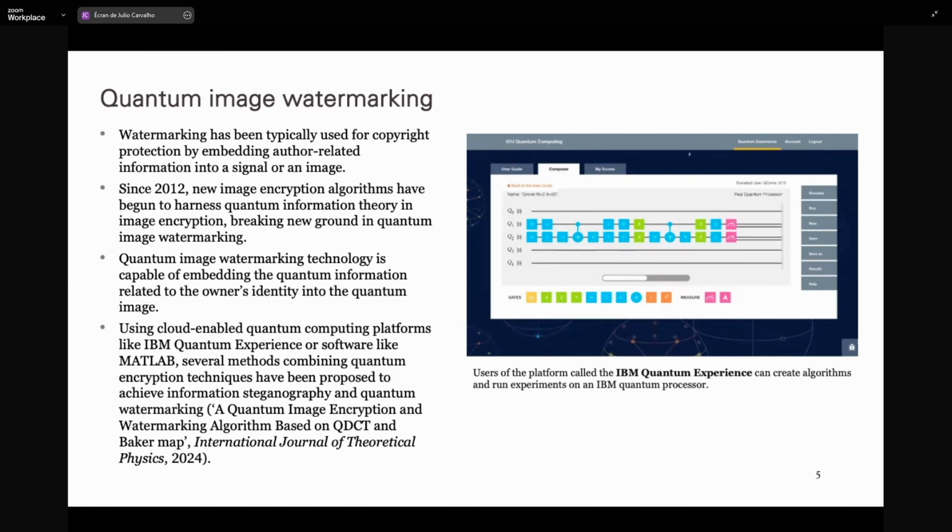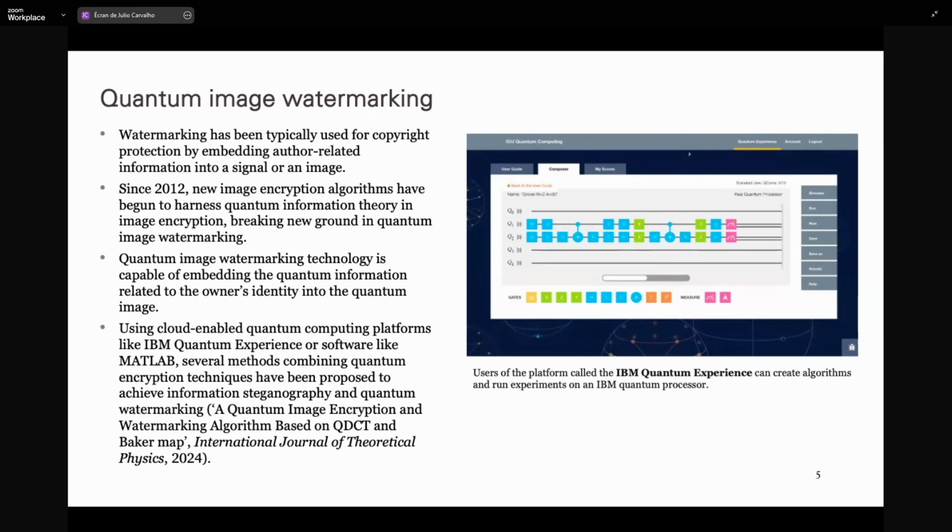Using cloud-enabled quantum computing platforms like IBM Quantum Experience, displayed on the right side, or software like MATLAB, several methods combining quantum encryption techniques have been proposed to achieve information steganography, which is a method of hiding information into another signal or another image, and quantum watermarking.